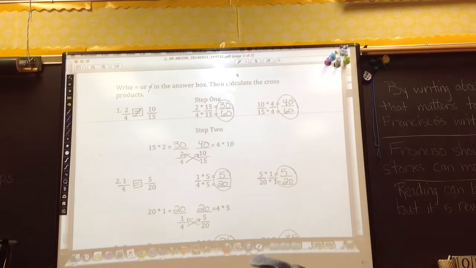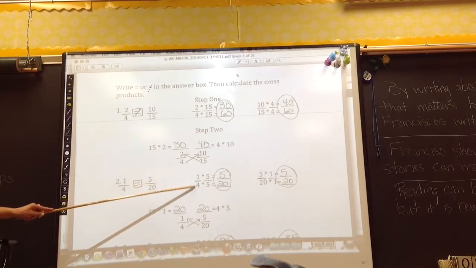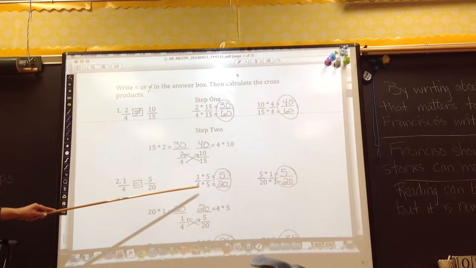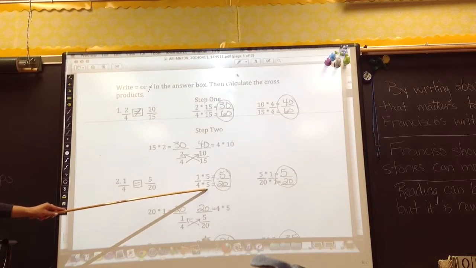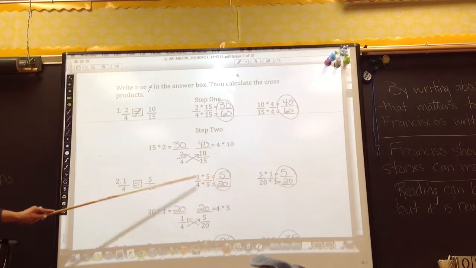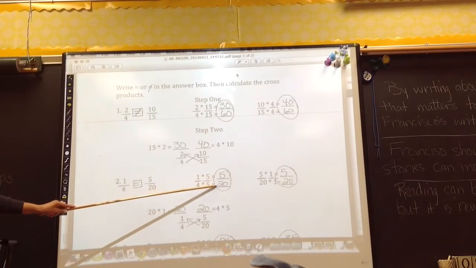For number 2, we have 1/4 and 5/20. And again, we need to find a common denominator for these two fractions. And since 4 goes into 20, that's the common denominator I'm going to use. So I have to take 1/4, and in order to make the denominator 20, I need to multiply 4 times 5, which equals 20. And since I multiplied the denominator by 5, I also have to multiply the numerator by 5, which gives me 5. So 1/4 is also equal to 5/20.